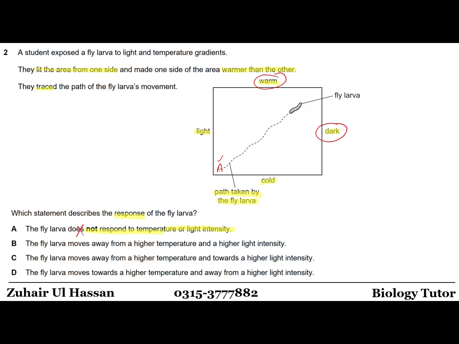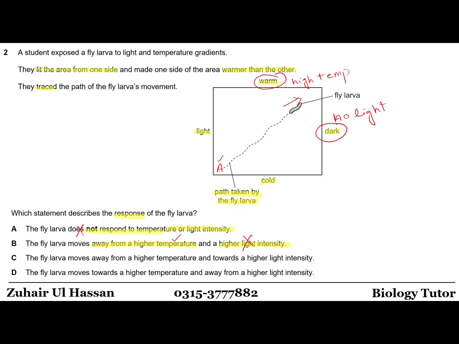The second statement says the fly larva moves away from higher temperature and higher light intensity. If we look at the diagram, the fly larva is moving toward high temperature but low light intensity. You can see in the diagram that the fly larva is moving toward the warm area, so it means high temperature, but that high temperature area has no light. So light is not present there. We can either write no light or low light intensity. So the first part of the statement is correct but not the second one. So statement B is also incorrect.